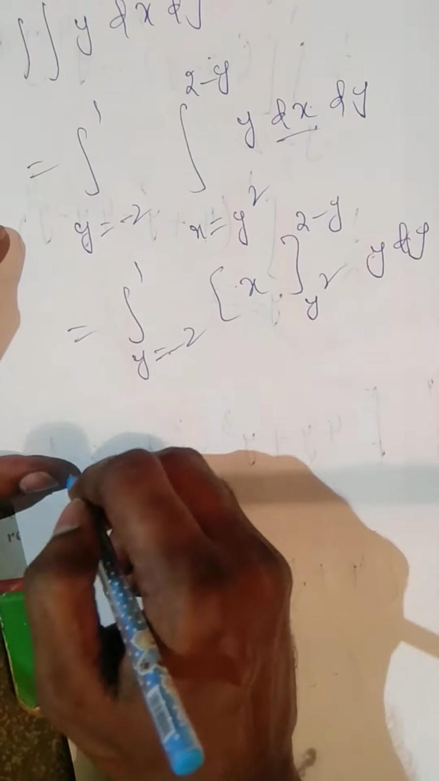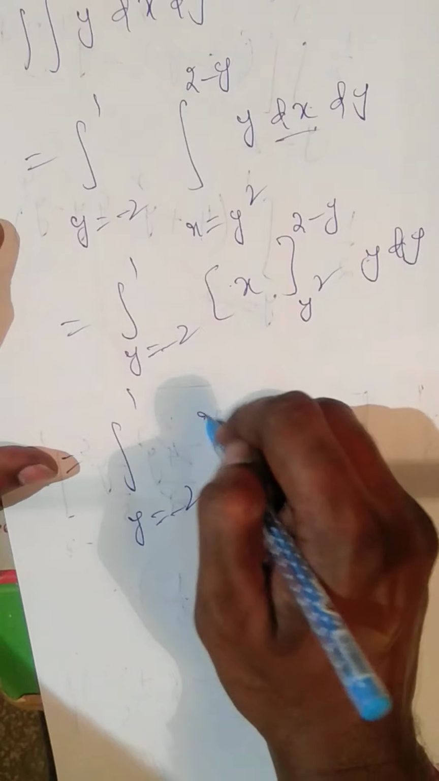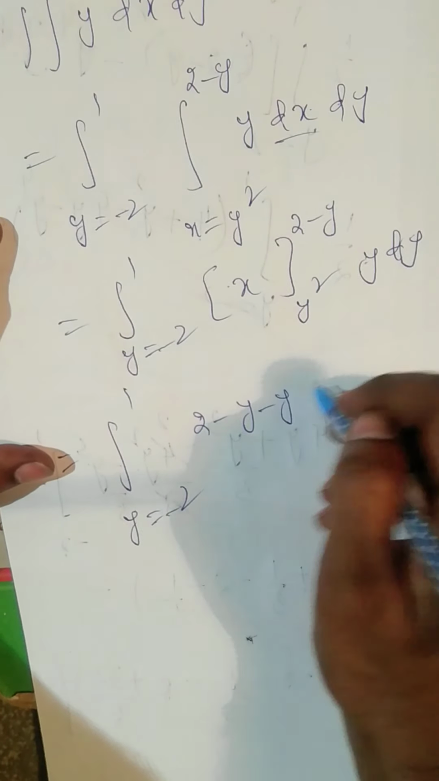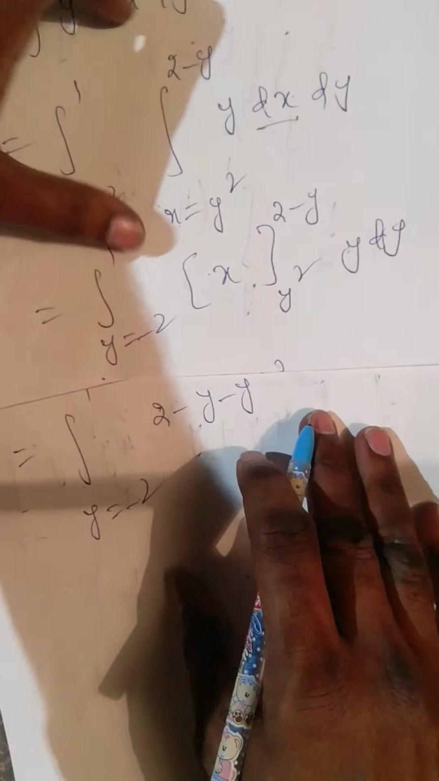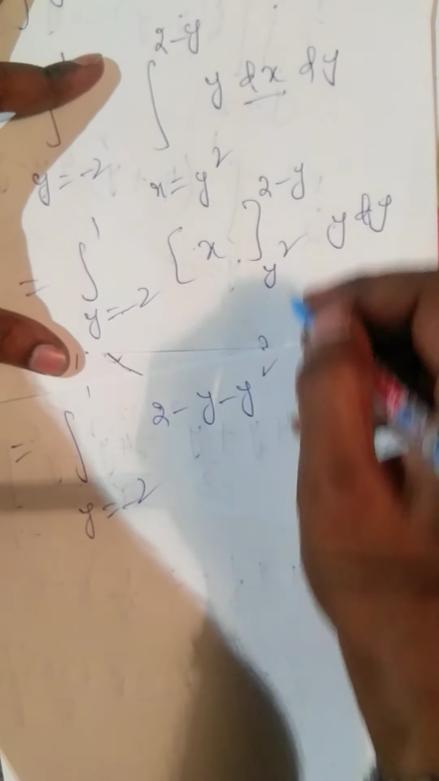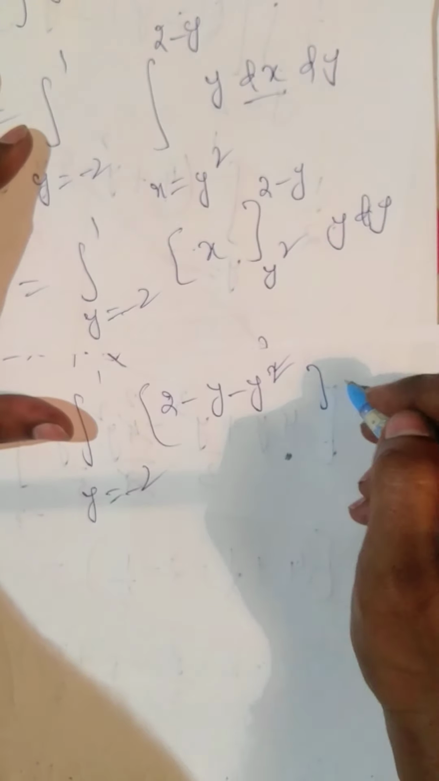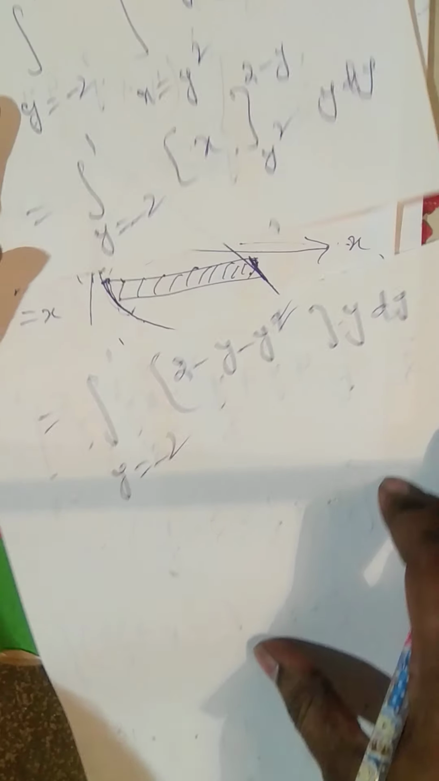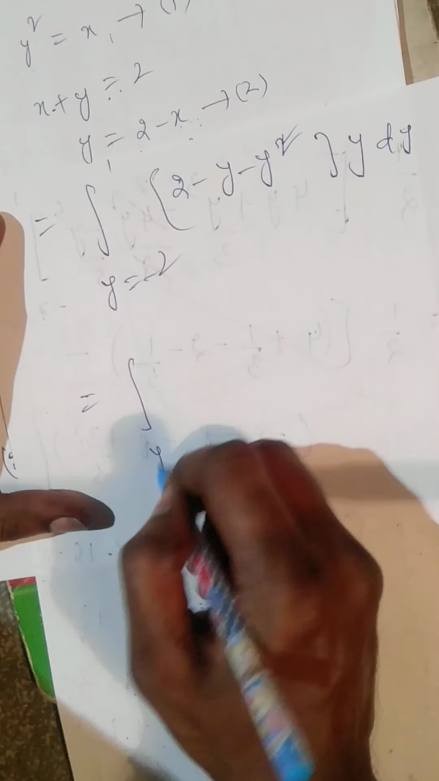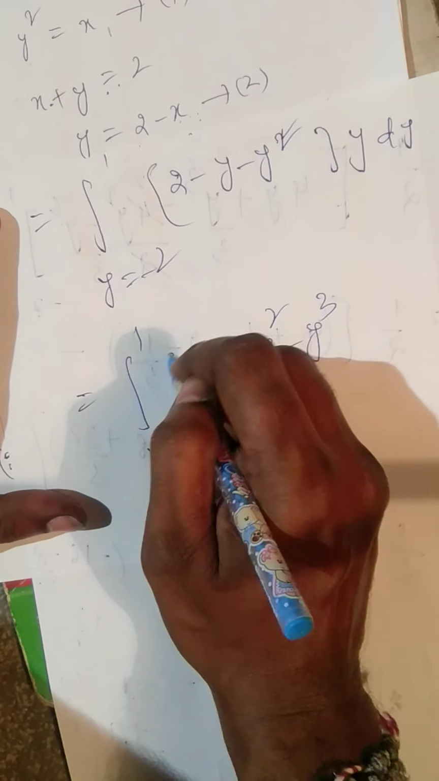So if you simplify this, y equals minus 2 to 1, 2 minus y minus y square, right? This is upper limit minus lower limit, right? 2 minus y minus y square into y dy again. Okay. That equals integral y equals minus 2 to 1, 2y minus y square minus y to the power of 3 whole dy.